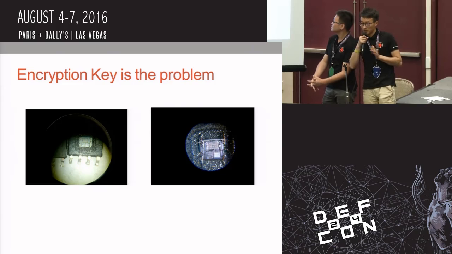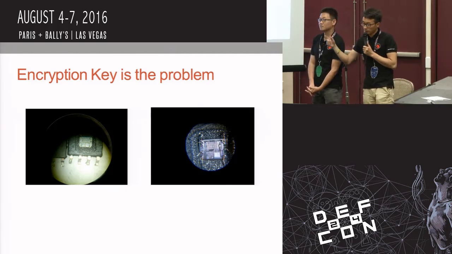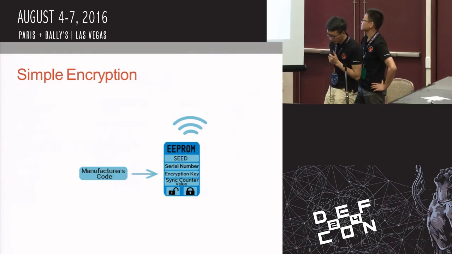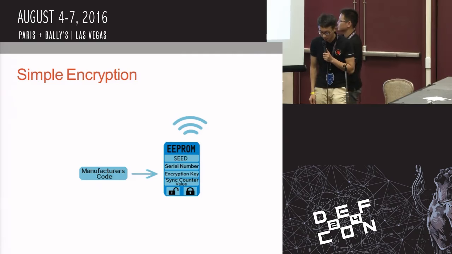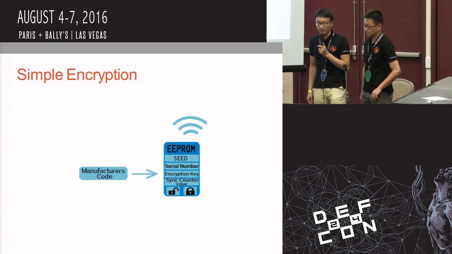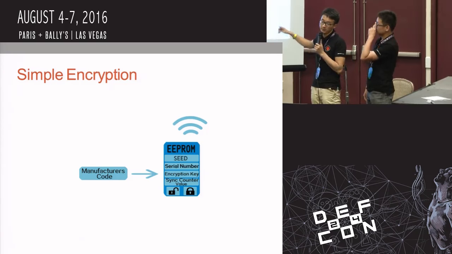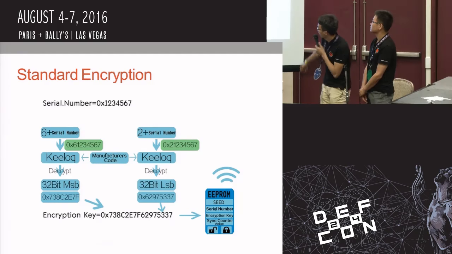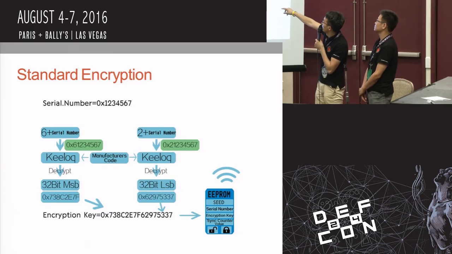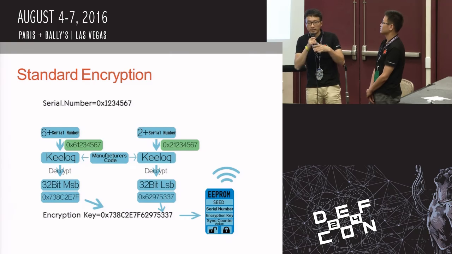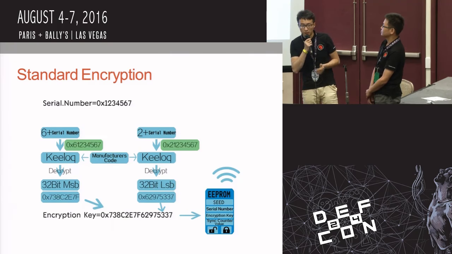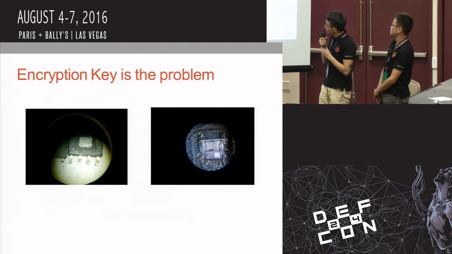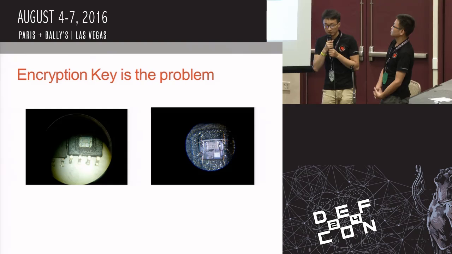We have three ways to generate the encryption key, right? The first one is using a simple equation where the encryption key is just the manufacturer's code. This code is the same as in the other vehicles manufactured by the car manufacturer, right? And there is a standard encryption. In the standard encryption, if you have the serial number, you can generate the encryption key yourself, and then use that encryption key to decode the hopping code. So we are now going to talk about how to get the manufacturer code or the serial number.